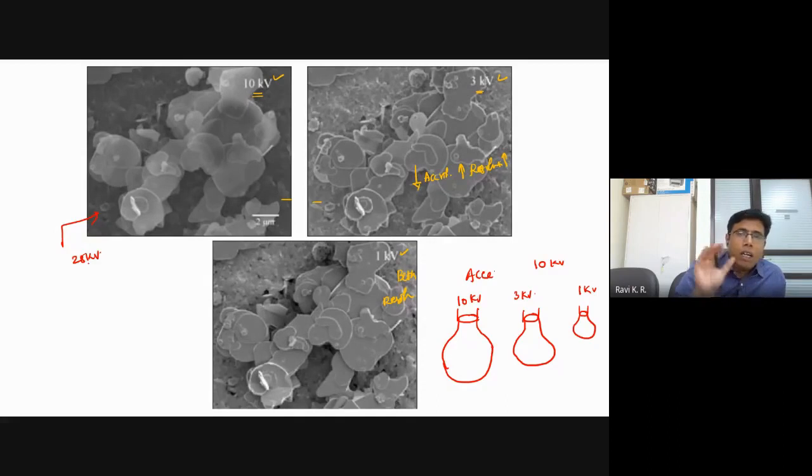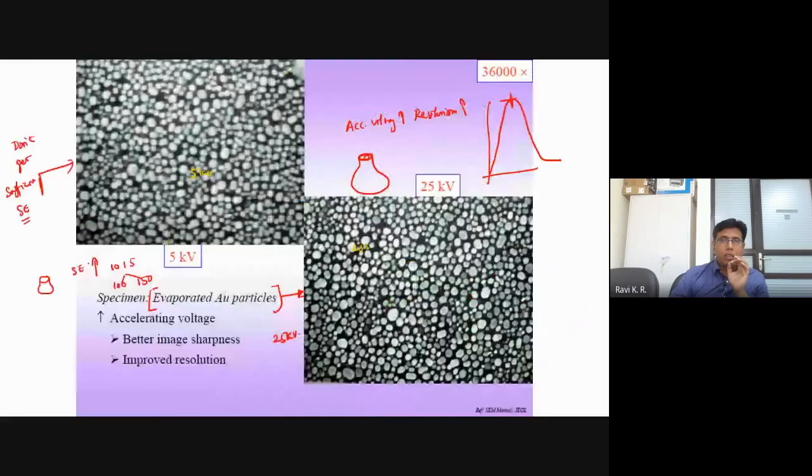There is nothing called optimum, but optimum for a microscope. Optimum is per sample. You have to vary all those parameters without damaging your sample, without overheating the sample, or without a lot of charging effect. Then you have to identify an optimum condition to get the best possible image. So this is one of the parameters that you need to consider.